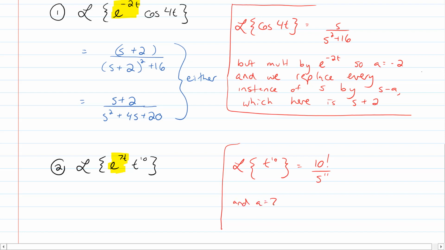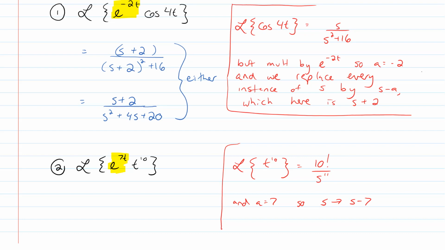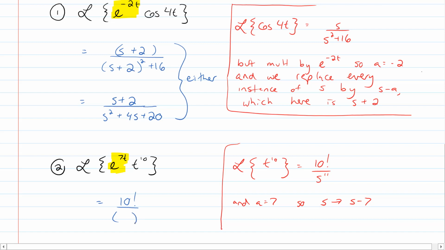So all instances of s will be replaced by s minus a, or s minus 7 in this case. And going back to our original question, then, the Laplace transform will be 10 factorial over, instead of s raised to the power of 11, we're going to have s minus 7 raised to the power of 11 instead.